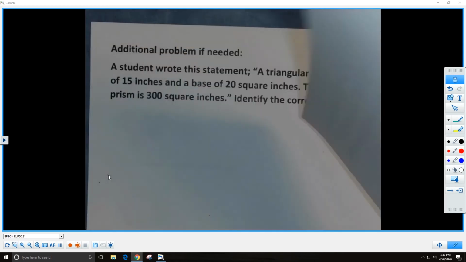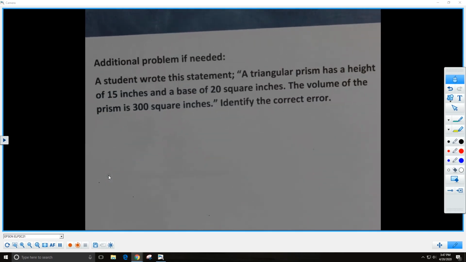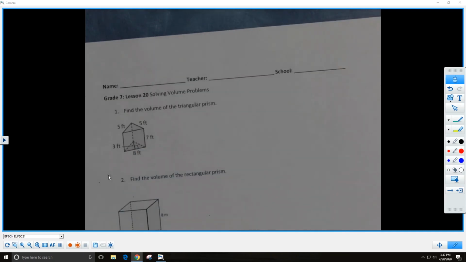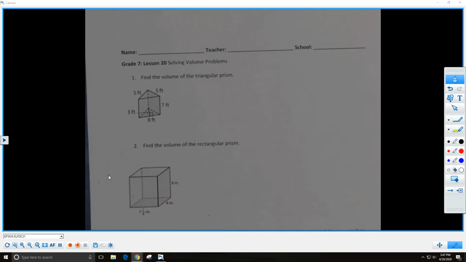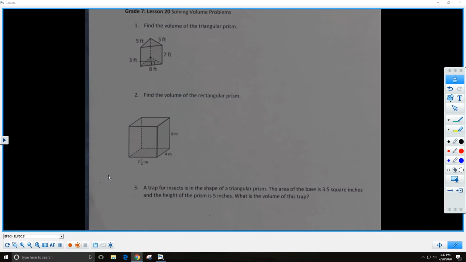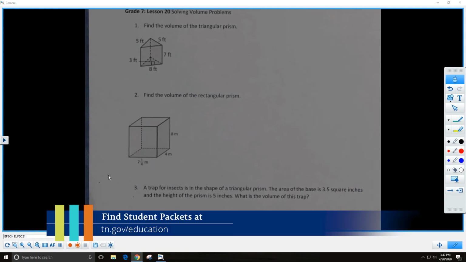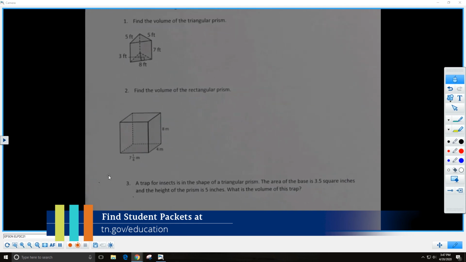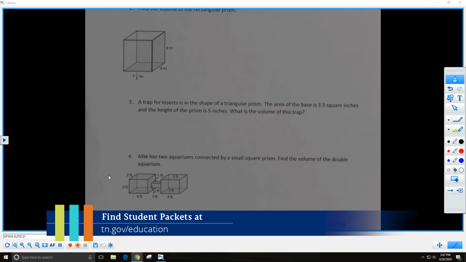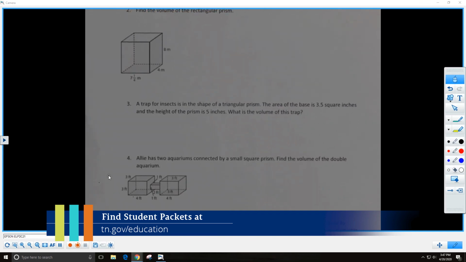Awesome job. Great work today, 7th grade. Today we worked on solving for volume in triangular and rectangle prisms. You sure did a great job. After the video, you will have some problems to practice on your own. I'm showing you those problems now, or you can find them in the student practice for this lesson posted on the website, www.tn.gov/education. Good luck and do your best.